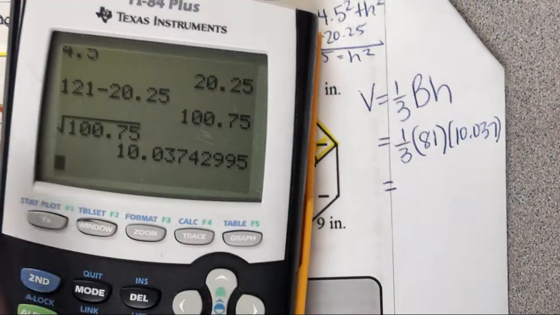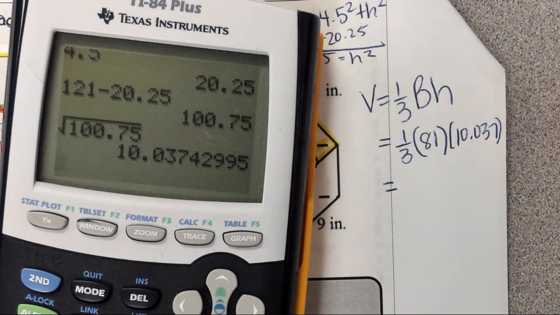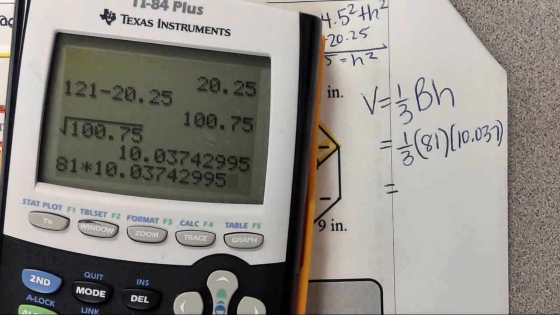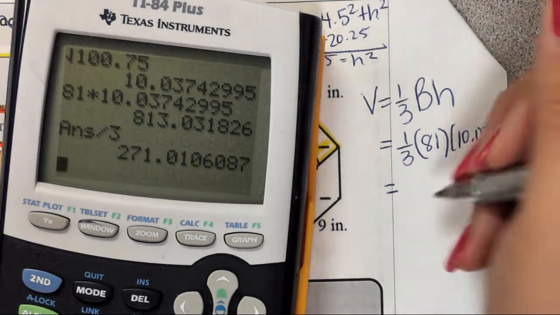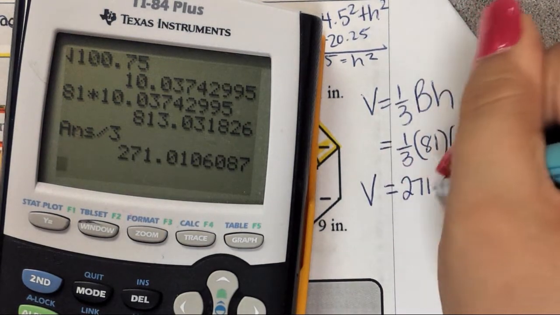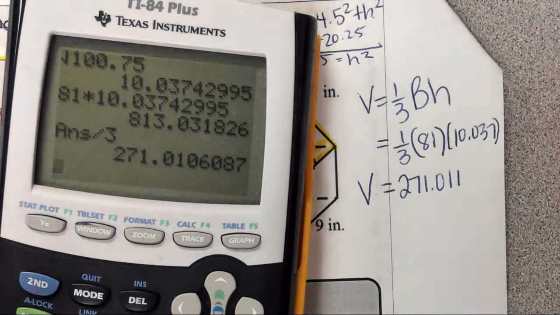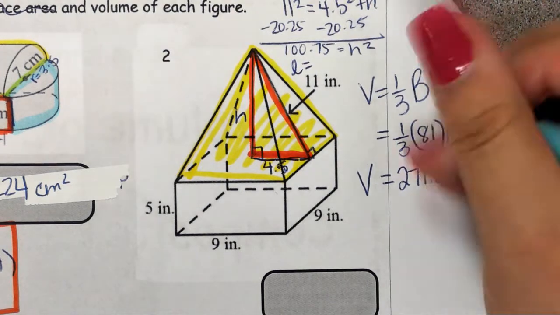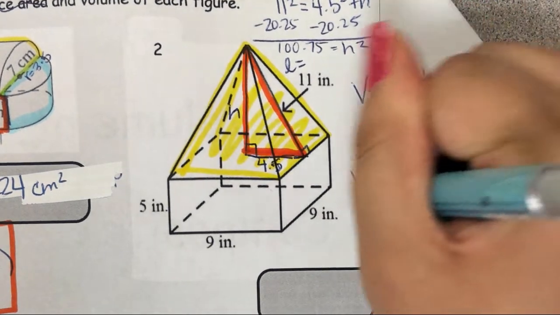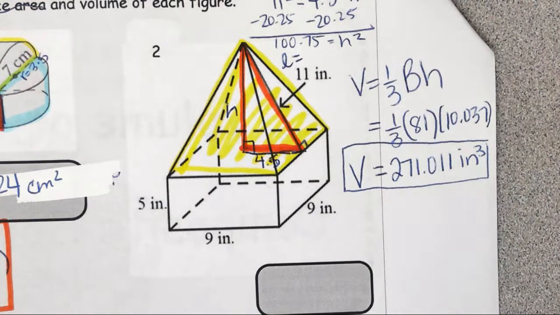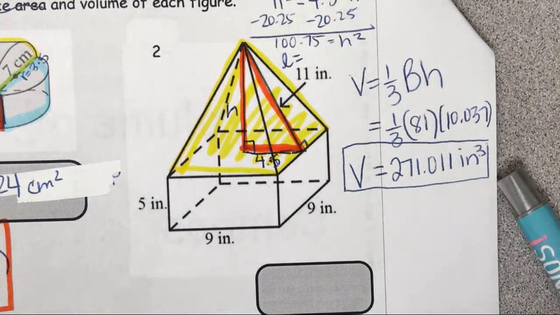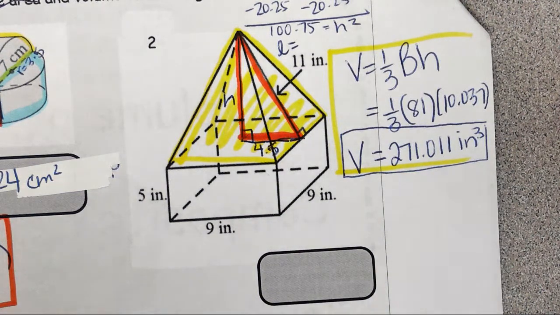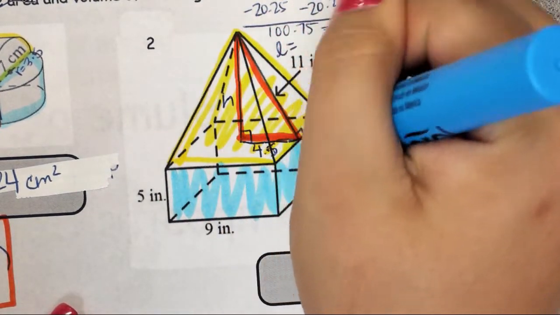So what am I going to do to find the volume? I would do 81 times, I'm going to use that original number, and then I'm going to divide that by 3, and that gives me 271.011. Is that right? Nope. Inches cubed. Is that my answer? Why not? Y'all, that's just the volume of my pyramid. What do I got to do now? How do I do that?